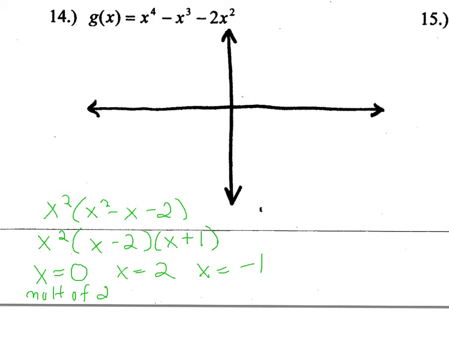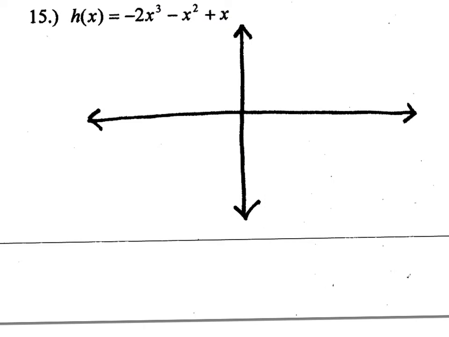So when I graph it, I want to put my x-intercepts on at negative 1, 0, and 2. I also want to check the end behavior. Since I have an even degree and it's positive, I know that both ends will end up. So it's going to go through negative 1, make a parabola at 0, and then come back around and go through x equals 2.